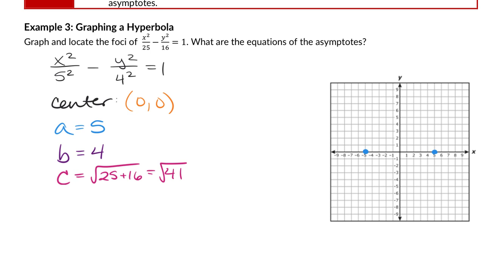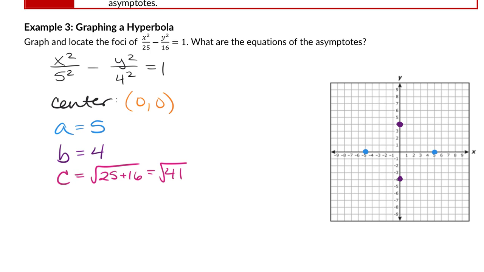negative 5 and 5. I also now want you to plot the purple points above and below the center, like we did the purple points for the ellipse. They were minor vertices before. They're not even vertices, but they're minor points. They're going to be 4 above and 4 below the center. You are then going to draw a box.